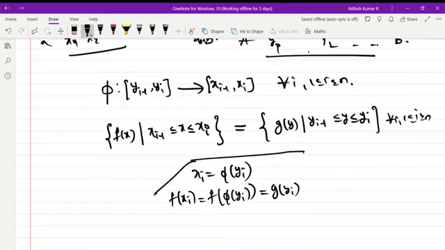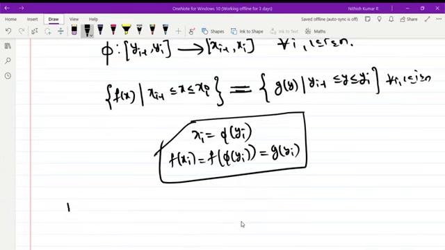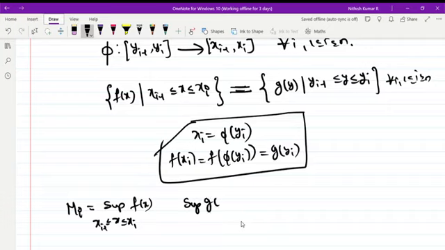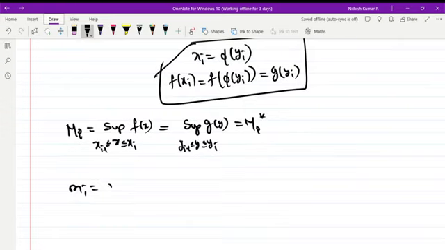Therefore these two sets must be equal. Therefore if I take capital Mi equal to the supremum of f of x, where x lies between xi minus 1 and xi, and the supremum of g of y, where y lies between yi minus 1 and yi, say this is equal to Mi star, then these two must be equal.